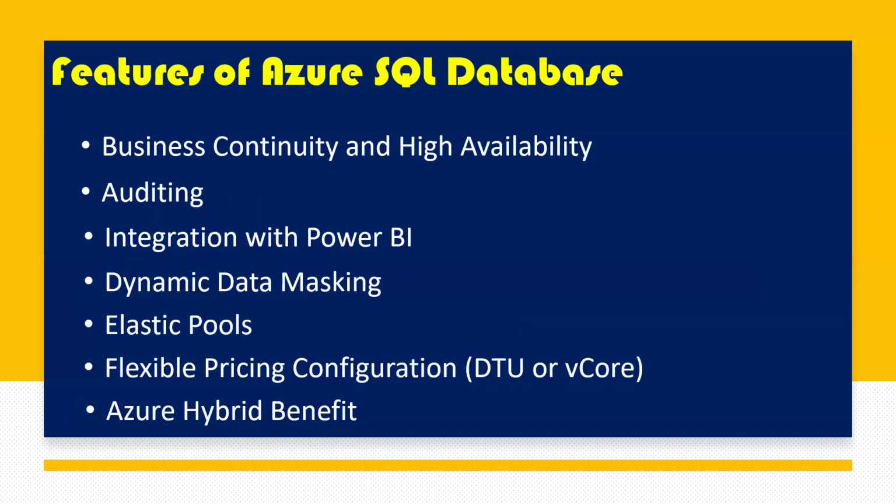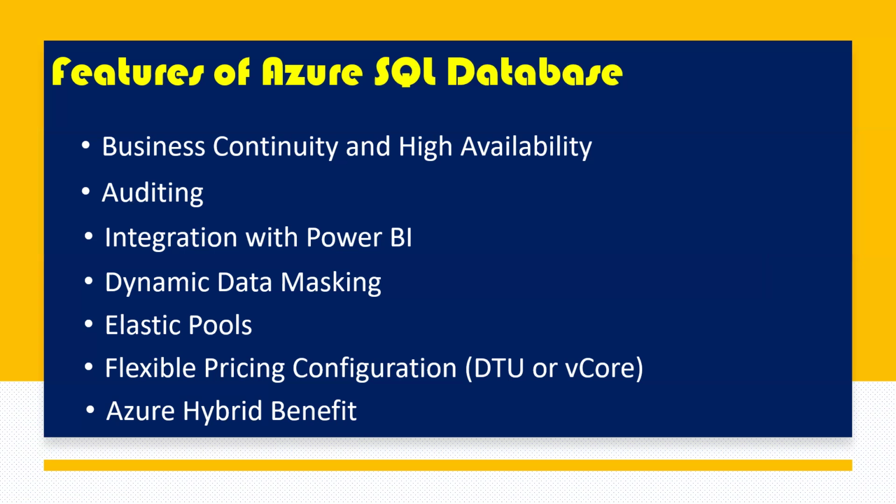Whatever we have here: business continuity and high availability, auditing, integration of Power BI, dynamic data masking, elastic pools, flexible pricing and configurations, and Azure Hybrid Benefit. These are all features available in the Azure SQL database. Why are these needed, and how can we implement all these features in the database?